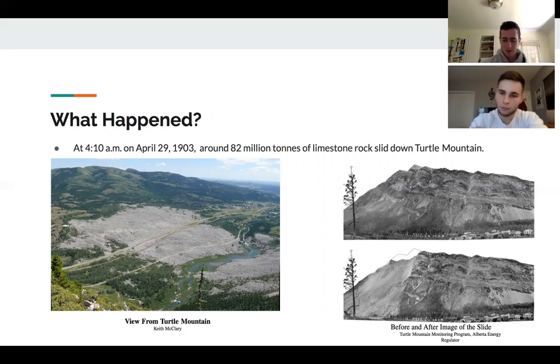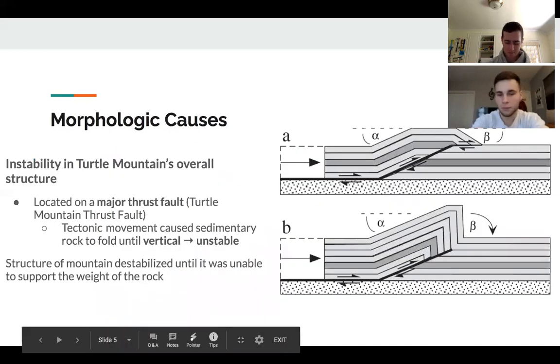The picture to the right shows exactly what broke off the mountain, and as you can see, it is basically just the two highest peaks gone and half the mountain destroyed. To the right, this is a view of the slide from Turtle Mountain, and it shows how far the rocks traveled through the valley and uphill to the other side. The tiny little cars on the highway put into perspective how huge this was.